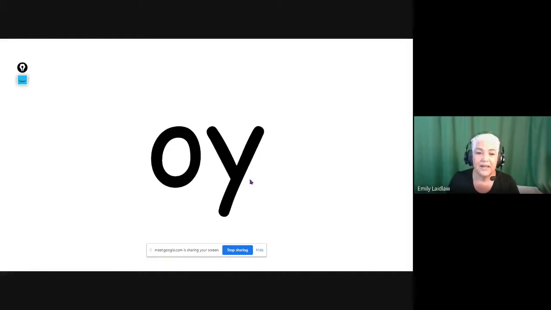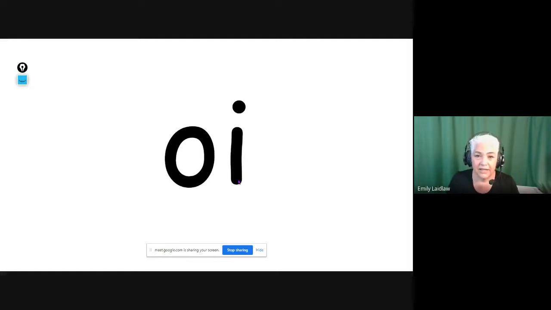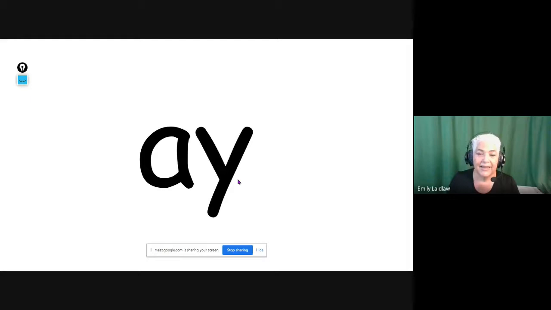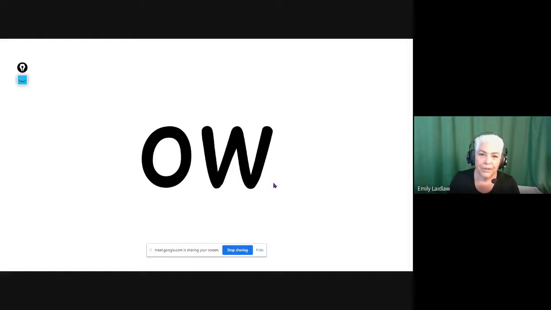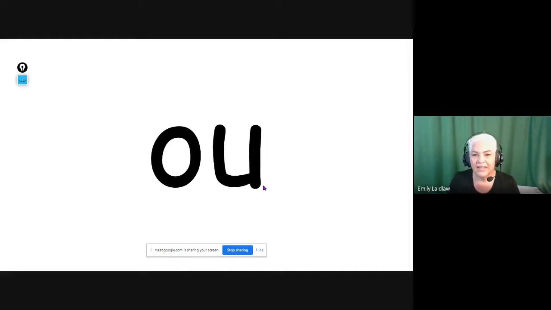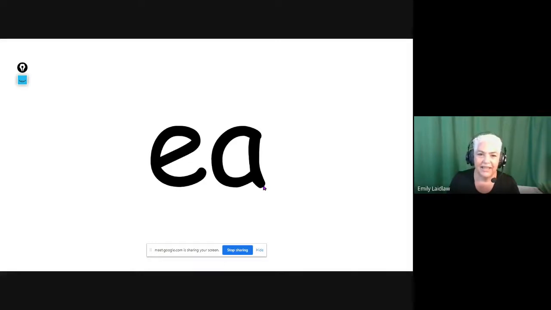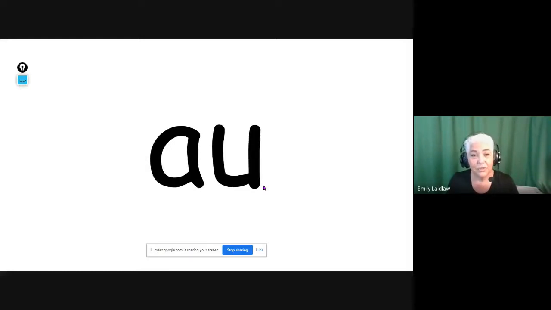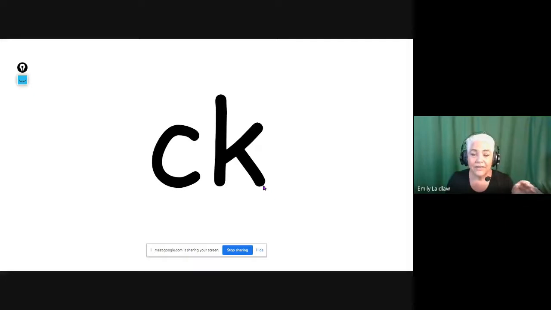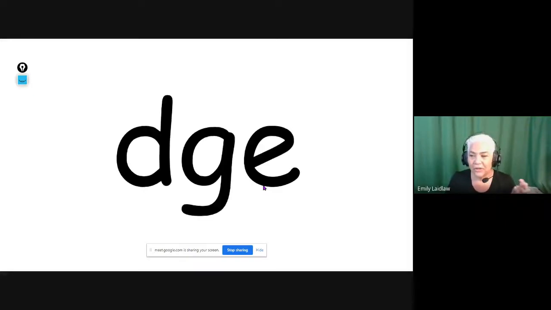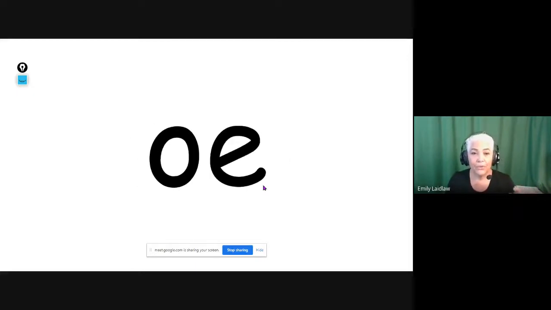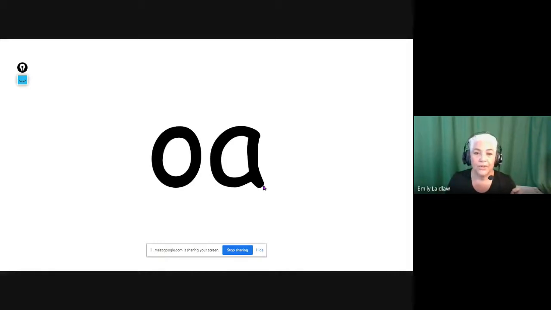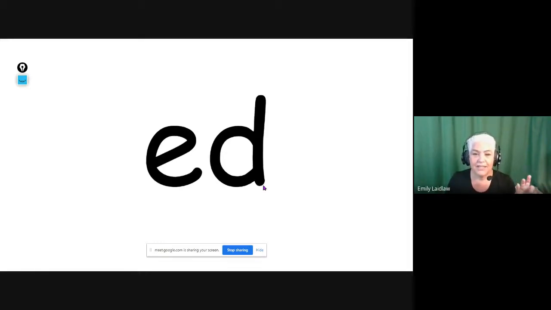Oi. This also says oi, but it's never used at the end of an English word. Ow, oh, ooh. There's so many of these crazy sounds. Never used at the end of an English word. Used only after a single short vowel. J, used only after a single short vowel. Ch, used only after a single short vowel. O or oo. Ed, d, t, the past tense ending.